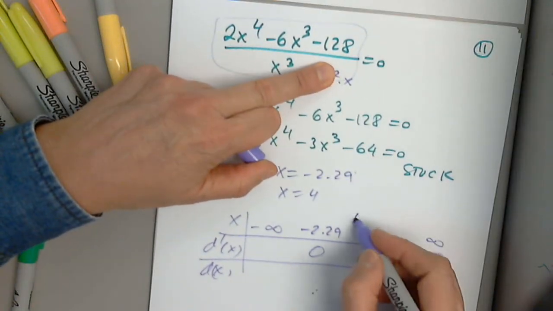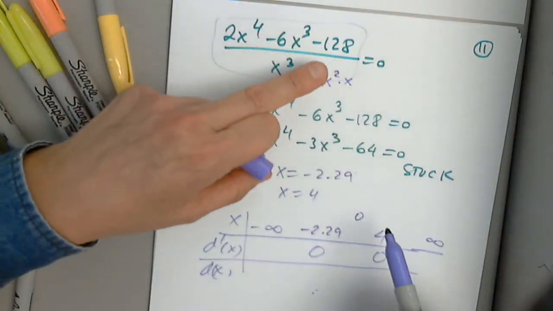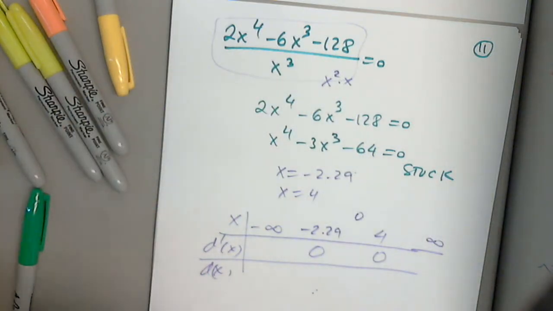Let's plug in 0. 0 is undefined. We can use 0 for the top, but not for the bottom. So 0 is not an option. So let's put this function in and find the sign. I'm putting it in because it's easier to plug in numbers.